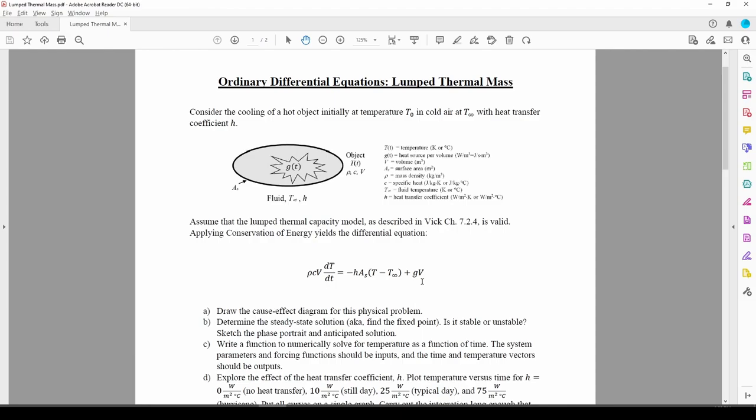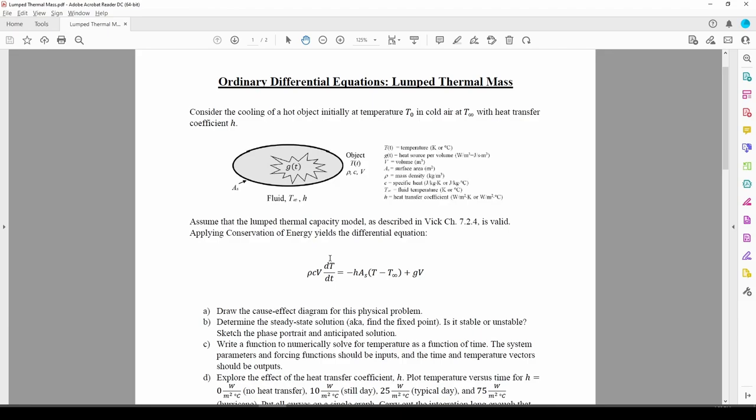This ODE describes the temperature of a hot mass over time. It has an initial temperature, T0, and is being externally heated by this heat source term, G of T. The mass is surrounded by air of temperature T infinity. If the air temperature is lower than the mass's initial temperature, the mass is gradually cooled. On the other hand, if the air temperature is higher than the mass's initial temperature, the mass is gradually heated. The heat transfer coefficient H governs the rate of heat transfer. You can apply conservation of energy to the mass to obtain this ODE.